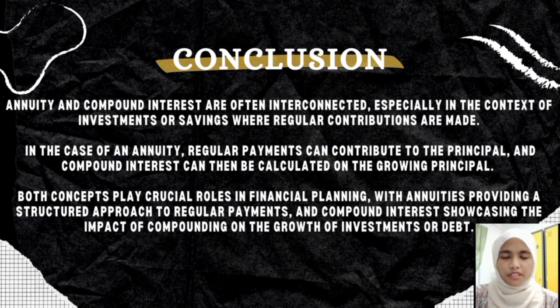The conclusion is that annuity and compound interest are often interconnected, especially in the context of investments or savings where regular contributions are made. In the case of an annuity, regular payments can contribute to the principal and compound interest can then be calculated on the growing principal. Both concepts play crucial roles in financial planning, with annuities providing a structured approach to regular payments and compound interest showcasing the impact of compounding on the growth of investments or debt.